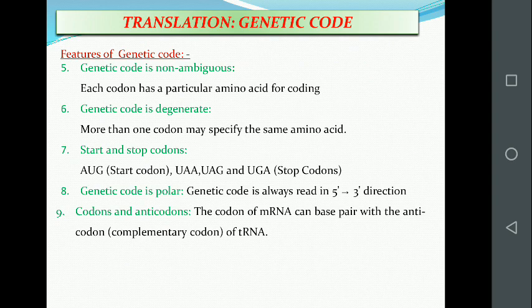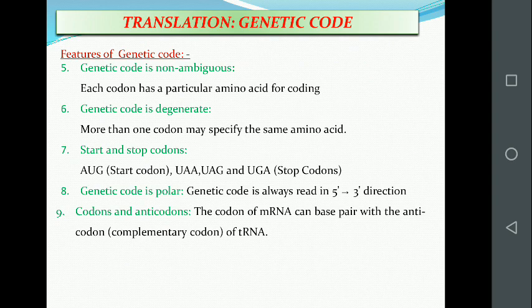Start and stop codon: we have AUG as the start codon, and UAA, UAG, and UGA are the stop codons. Genetic code is polar. It will always be read in the 5 prime to 3 prime direction of mRNA. The codons are on mRNA, so that mRNA is read from 5 prime to 3 prime direction, but not in the other direction.